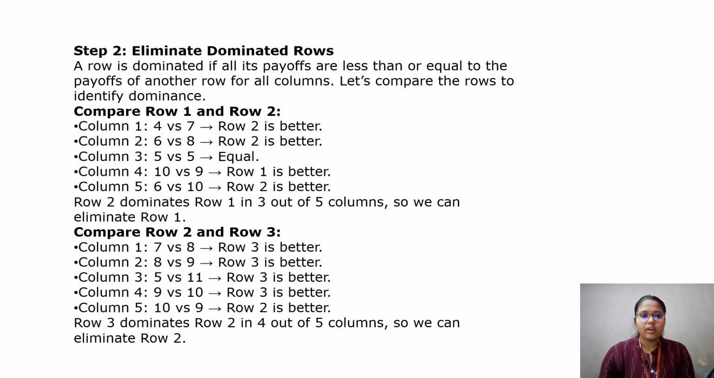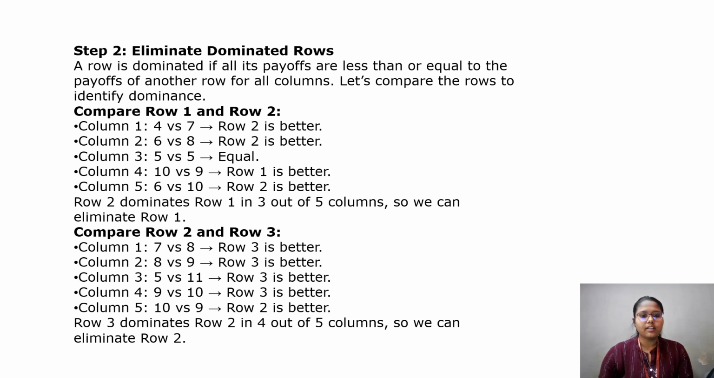So compare row 1 and row 2. Column 1, 4 versus 7, row 2 is better. Second column, 6 versus 8, row 2 is better. For the third column, 5 versus 5 is equal. Column 4, 10 versus 9, so row 1 is better. Column 5 is 6 versus 10, so row 2 is better. So row 2 dominates row 1 in 3 out of 5 columns. So we can eliminate row 1, because row 2 has better choices.